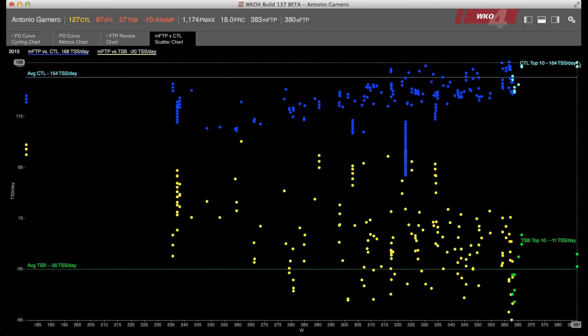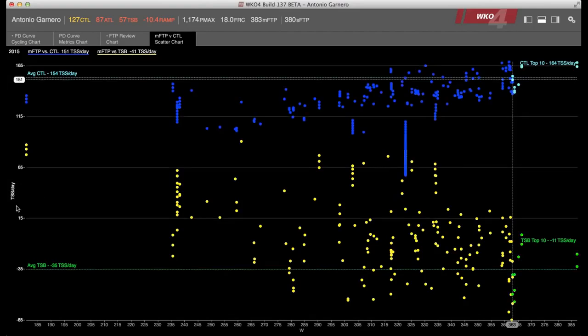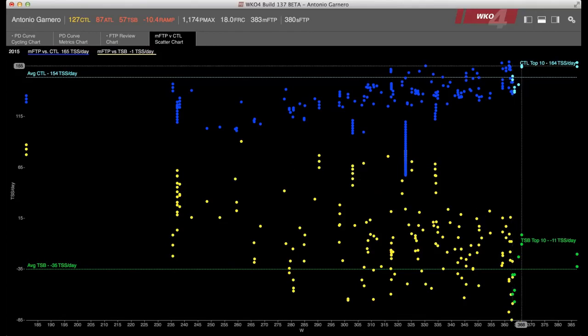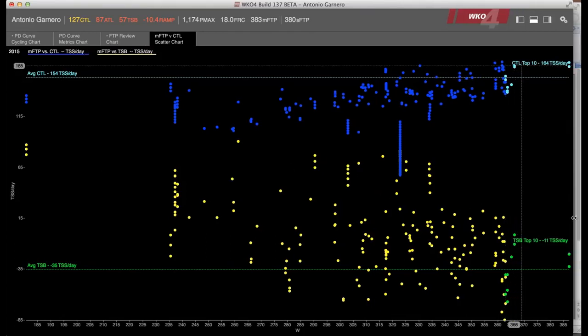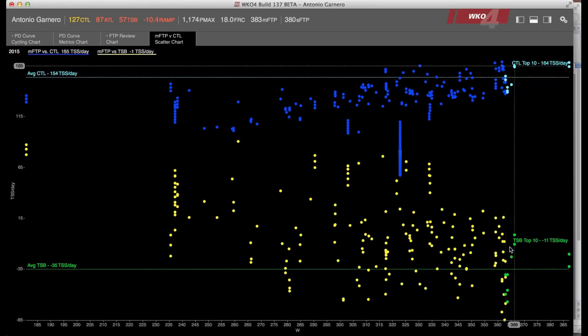That correlation right there. Now, if you go the opposite way, let's look at his modeled FTP versus his training stress balance. Here we have his TSS per day, and that's what we're looking at there. And then we're also looking at his training stress balance here. That's super important to keep in mind. What is the training stress balance? Well, it's going to be negative down here, negative 35. So what we're looking at here is that TSB.